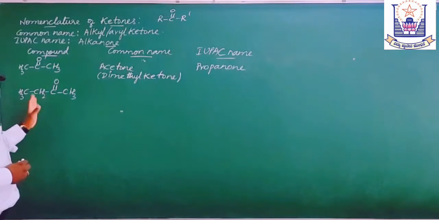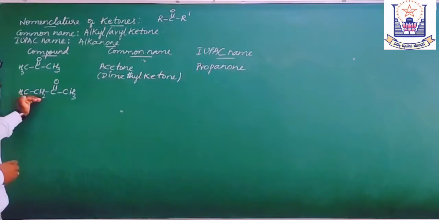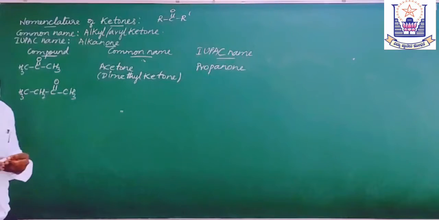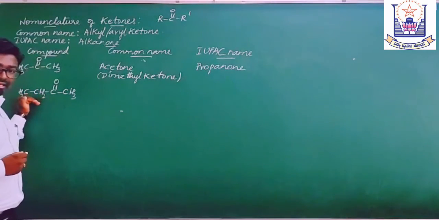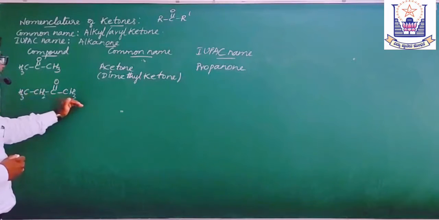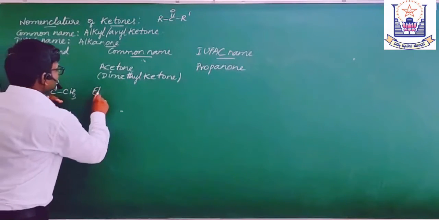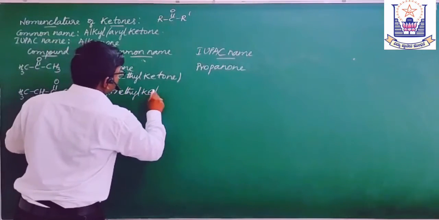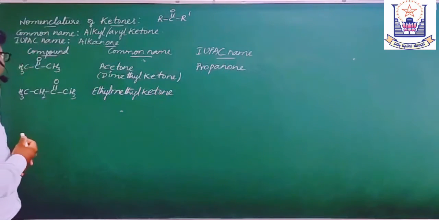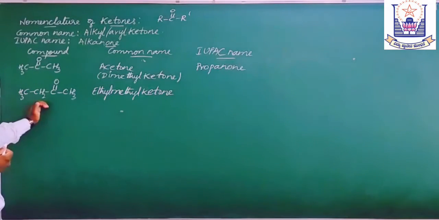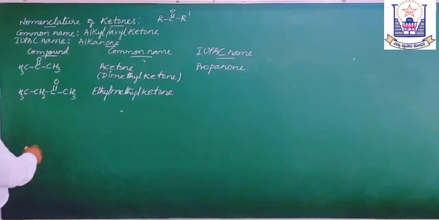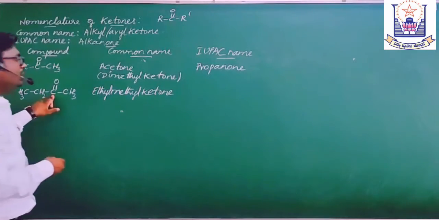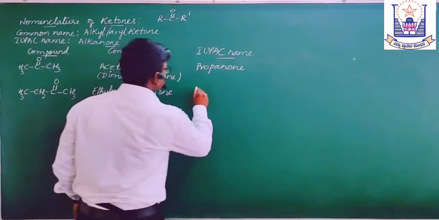Now what is the common name of this compound? Here you can see an ethyl group is present, and here a methyl group is present. Which one will come first alphabetically? E of ethyl comes first, therefore ethyl methyl ketone. Now what is the IUPAC name of this compound? How many carbon atoms? 4 carbon atoms are there. Butane, and "one" is the suffix for ketone, so it is called butanone.